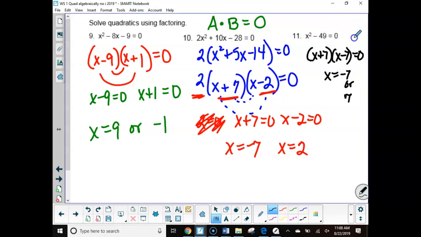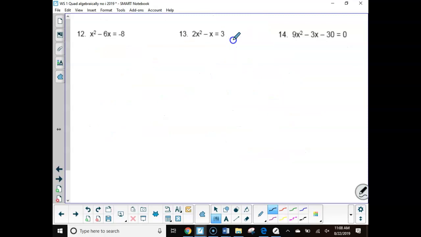We could have moved the 49 over to the other side and then square rooted both sides. The problem is sometimes students forget the plus or minus then, but the other thing is the directions said we had to do factoring, so we should show the factoring. Any questions? All right, moving quickly on to more factoring.